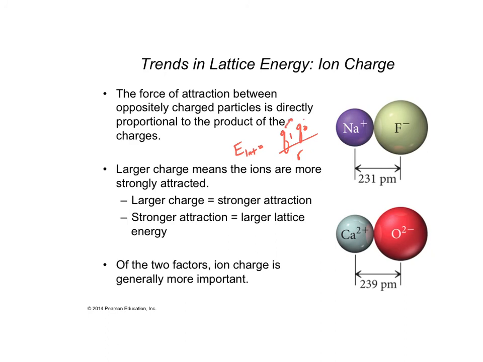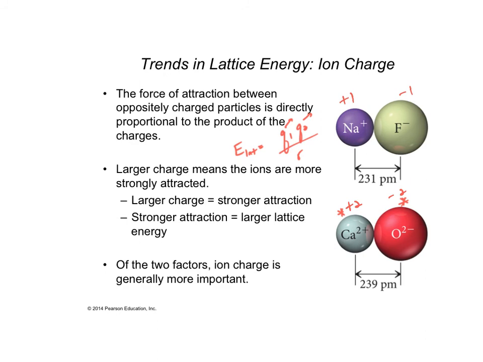If Q1 gets bigger and Q2 gets bigger, what's that going to do to E lattice? It's also going to make it larger, right? So how would we increase the overall magnitude of these charges? What if we were dealing with something like calcium, which is a +2 charge, and oxygen, which is a -2 charge? So sodium versus fluorine, the charges are +1, -1. Calcium and oxygen, we have a +2, -2, right?